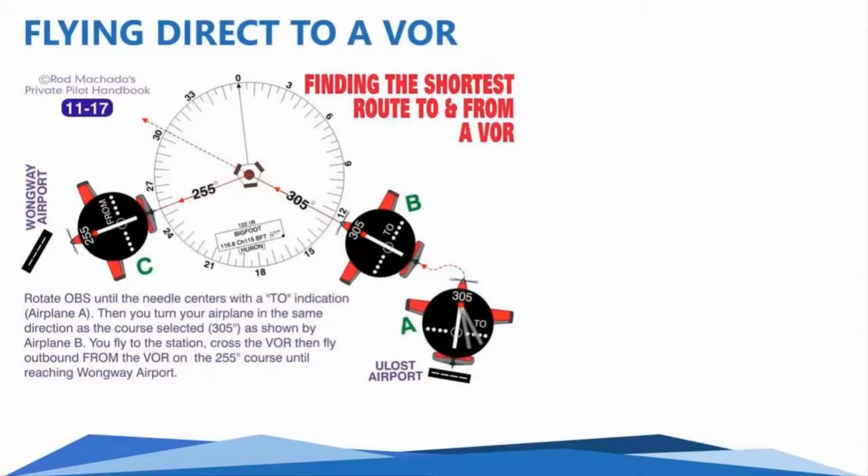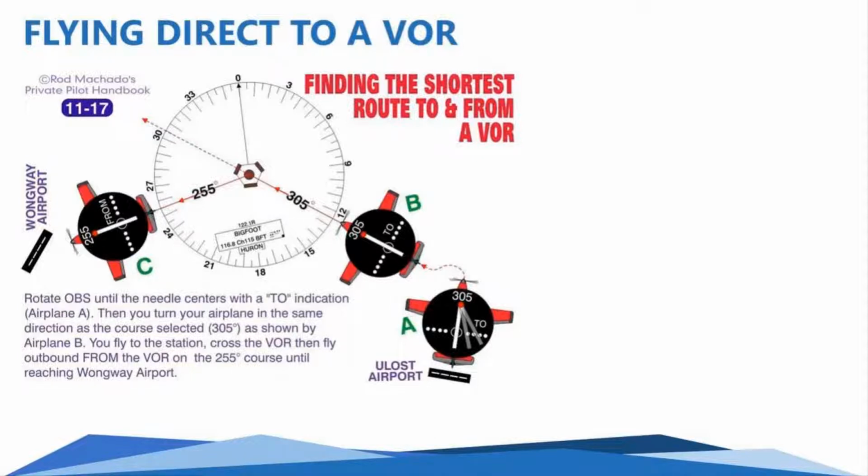All right, when we are flying direct to a VOR, it's a couple easy steps. Number one, we always start off with tuning and identifying your VOR. Okay, that's going to be your first step. After that, once you have your VOR tuned and identified, you want to then move your OBS in order to get a TO indication with your CDI centered. Okay, that's the next step.